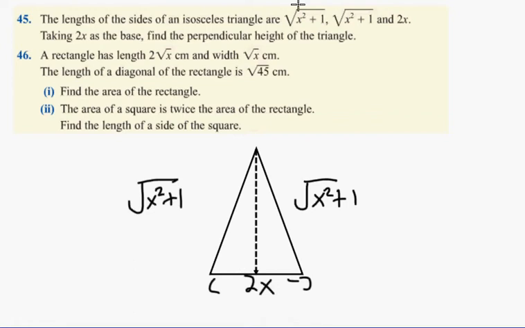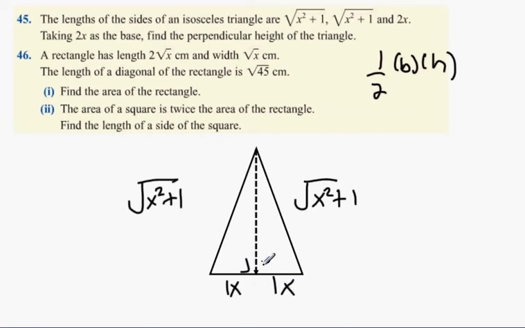Okay? And what we remember is that area of a triangle is a half base by height. Now, if I half the base, what does that mean? What happens to the 2x? It's 1x on each side. And because you're halving it, that's a 90-degree triangle now. So, if you want to find out what the height is, we're now going to do Pythagoras' theorem.